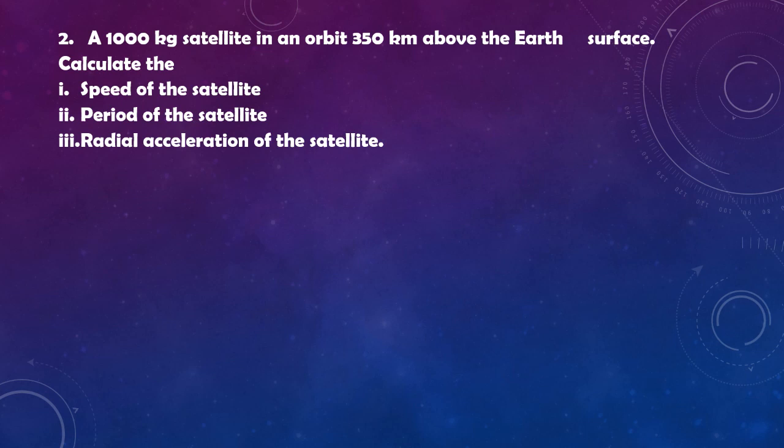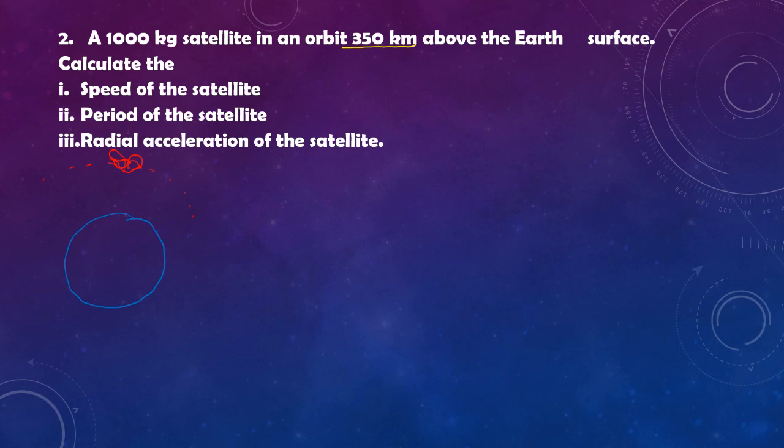So the question is: a 1,000 kilogram satellite is in an orbit 350 kilometers above the Earth. So now our satellite is about 350 kilometers, this altitude. How do we calculate the speed of the satellite? We take our Earth again, and then we have a satellite moving around the Earth in circular motion.